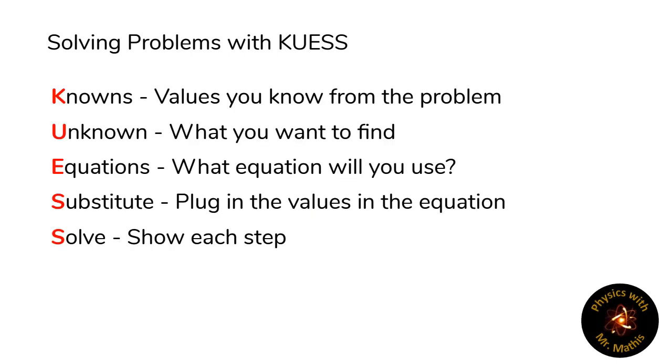We're going to be using the KUESS system to solve these problems. So to quickly review, the K is for the knowns. That's the values you get from the problem. The U is for the unknown, which is what you're trying to find. The E is for the equation. What equation are you going to be using? In this case, it'll be the Coulomb's law equation. S is for substitute, which is where you plug in the known values into the equation. And then you solve, showing each step of your work.